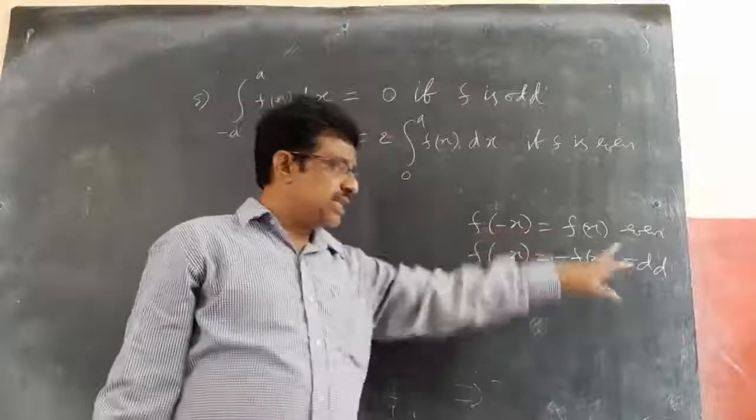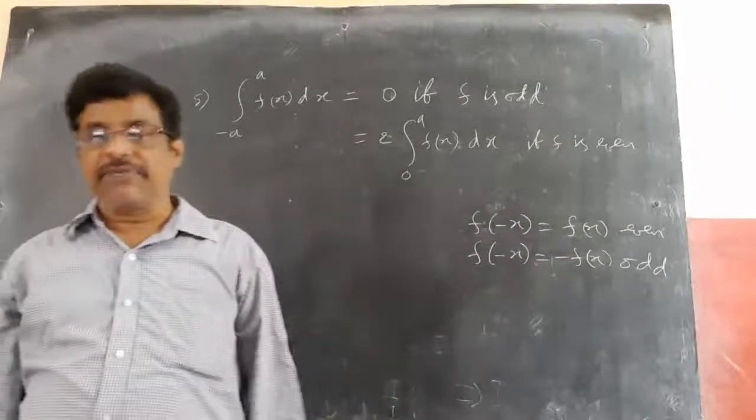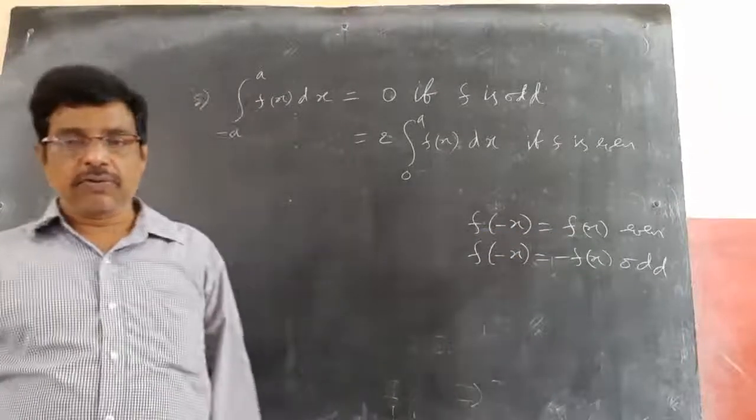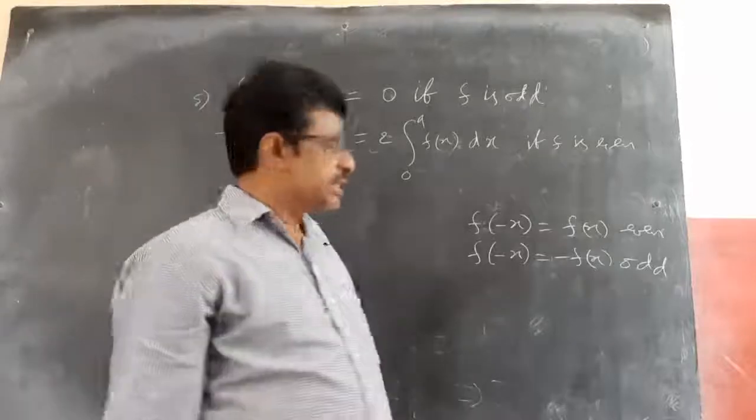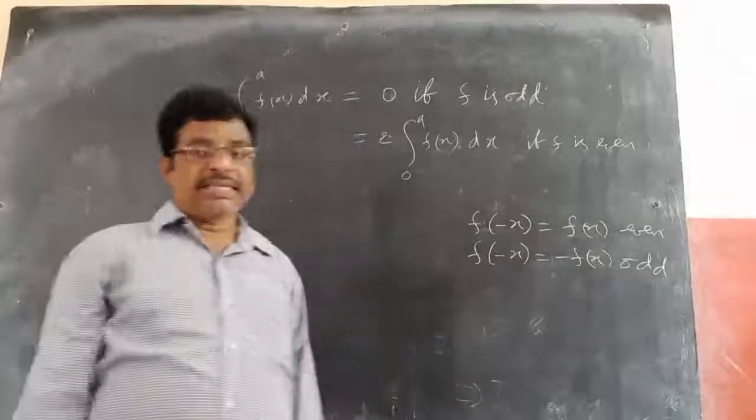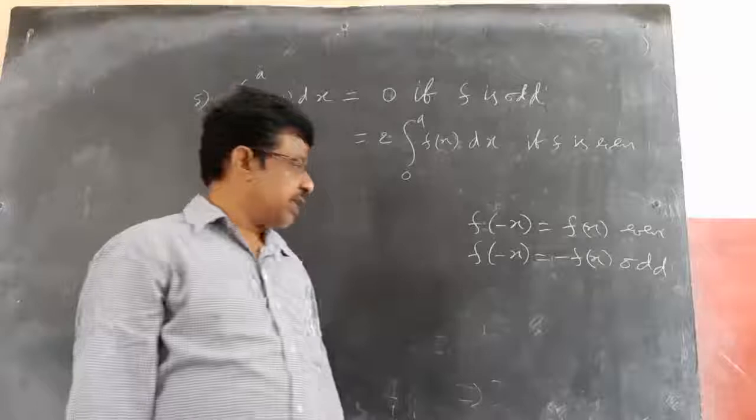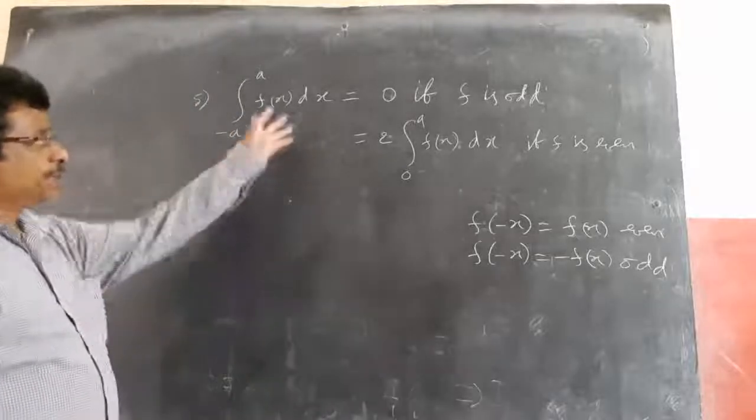f of minus x equal to plus f of x is an even function. f of minus x equal to minus f of x is an odd function. Now, how can we prove this?